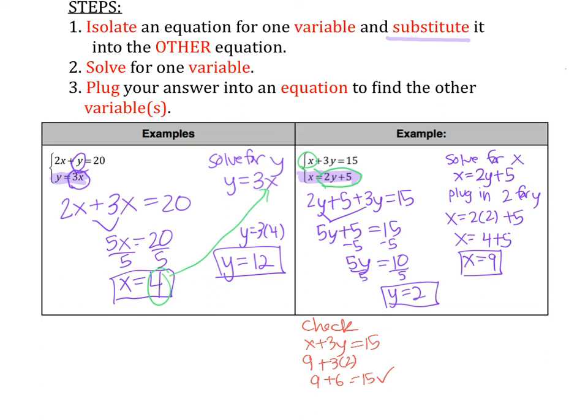And so I have x plus 2y is equal to 5. Oh, nope. I got that equation wrong. Let's go back. And it is x is equal to 2y plus 5. And so my 9 is equal to 2 times 2 plus 5. 9 is equal to 4 plus 5, and that is correct. So I know that answer is correct because it makes both equations true.